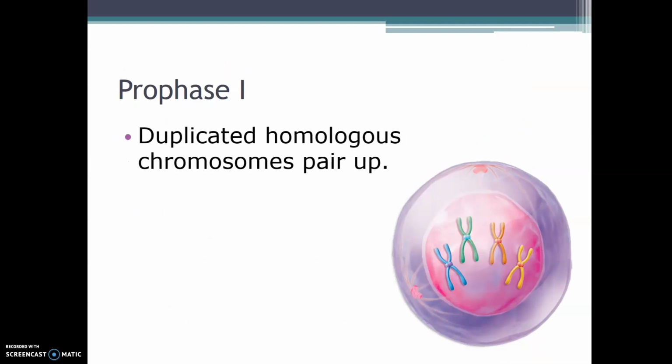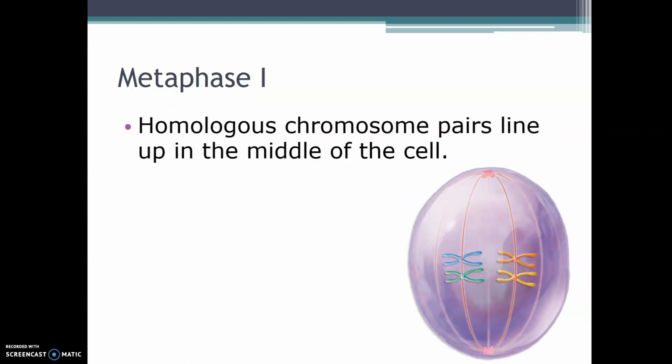So here's prophase 1. There's a great picture. They come together. They're duplicated homologous chromosomes. They pair up. So the blue is with the blue, the green's with the green, orange with the orange, yellow with the yellow. They're the pairs of homologous chromosomes. Remember, metaphase in mitosis, M for middle, those homologous chromosome pairs will line up in the middle of the cell.